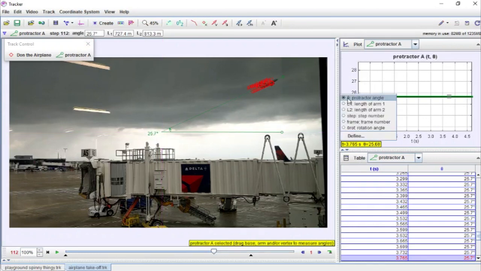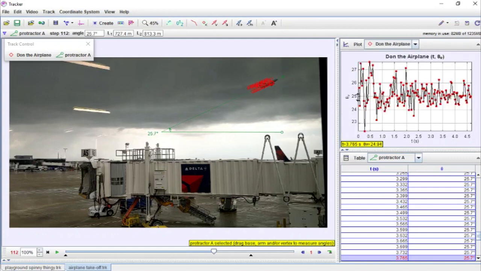So let's go back to Don the airplane. We're looking at theta v. So yeah, okay, so that is in degrees. Okay, that's good to know. Yeah, we're physicists. We like degrees most of the time. Cool, so I've got a 25 degree angle there.